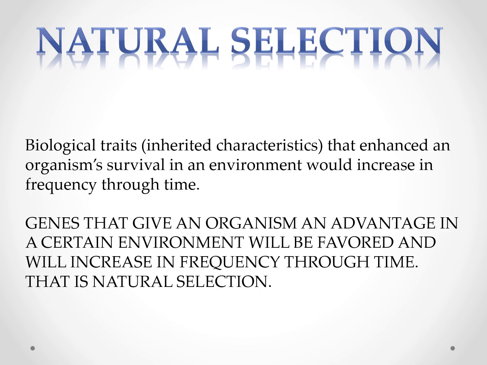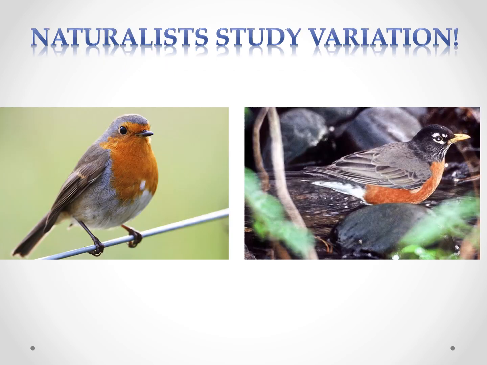So natural selection, as defined by Darwin, is that biological traits or inherited characteristics that enhance an organism's survival in an environment would likely increase in frequency throughout time. Applying our modern scientific knowledge, we can say that genes that give an organism an advantage in a certain environment will be favored and will increase in frequency throughout time. That is what natural selection is.